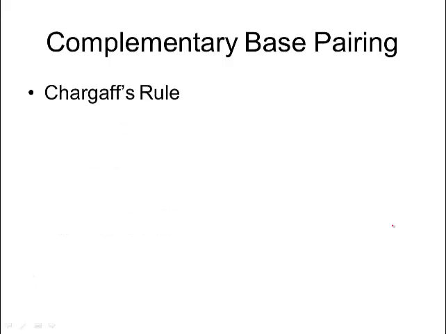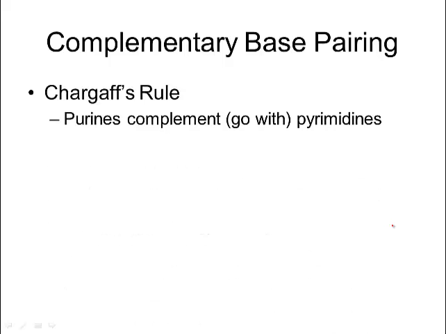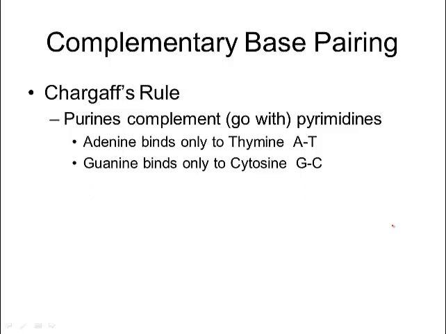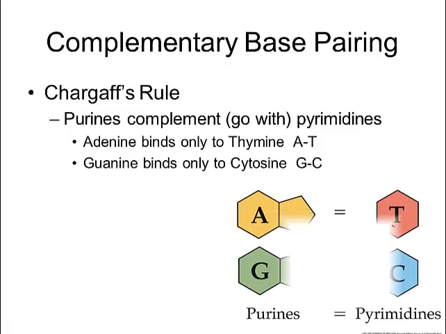The nitrogenous bases are going to connect to each other by something called complementary base pairing. This is referred to as Chargaff's rule. What we know is that purines always complement pyrimidines. That means that they're going to bind to each other. So adenine is going to bond only with thymine, and guanine is going to bind only to cytosine in a DNA molecule. Okay, so A always binds with T, and G always binds with C. You actually never find A and C together, and you never find G and T together.